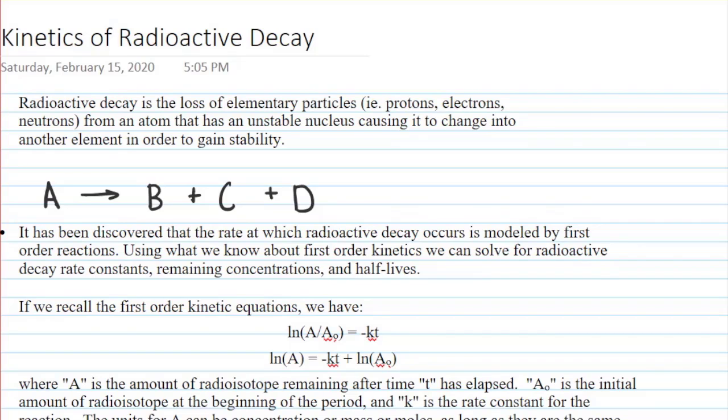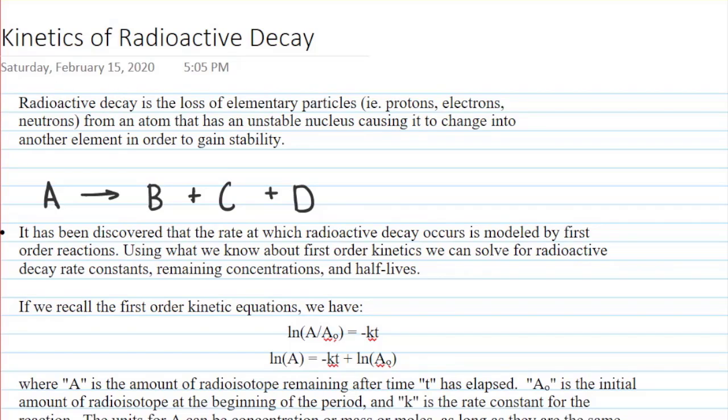I am your host today, Kevin, and today we're going to be talking about the kinetics of radioactive decay. So what is radioactive decay? It's basically the loss of elementary particles like protons, electrons, or neutrons from an atom with an unstable nucleus, which forces it to change into a different element in order to gain stability.